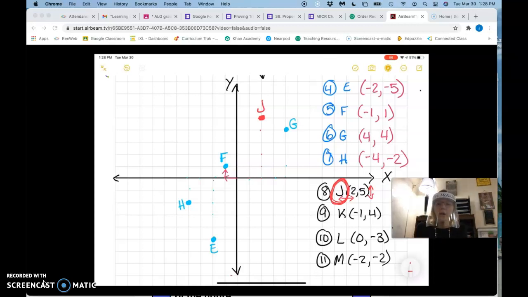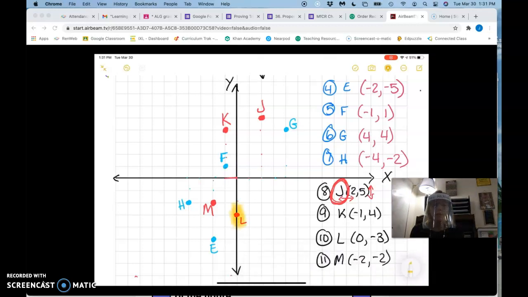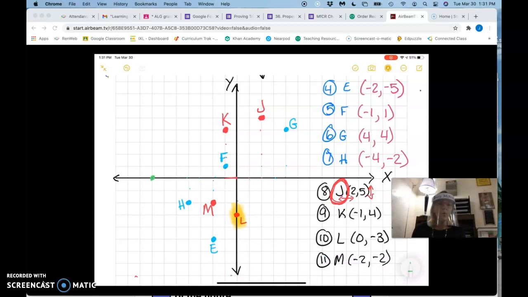Okay, so try plotting some of these on your own and then come back and see if you got them right. Here's our last 3 points. Make sure you plotted them exactly like I did. And we had a little discussion about point L. We said that point L is actually not in any quadrant. It is on the y-axis. So if it asks you what quadrant L is in, you're going to say none, y-axis. Same thing if we had a point on the x-axis. It's not in a quadrant, you would just say it's on the x-axis.